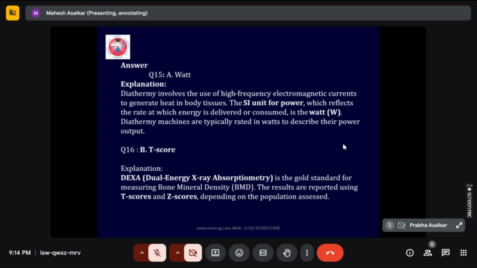Diathermy machines are typically rated in watts to describe their power output. Okay. Question number 16, answer is T score.